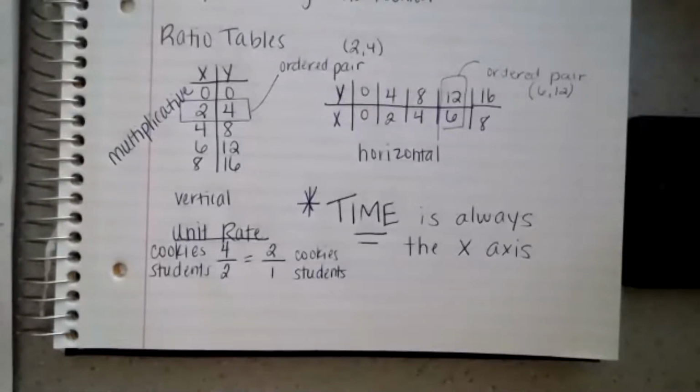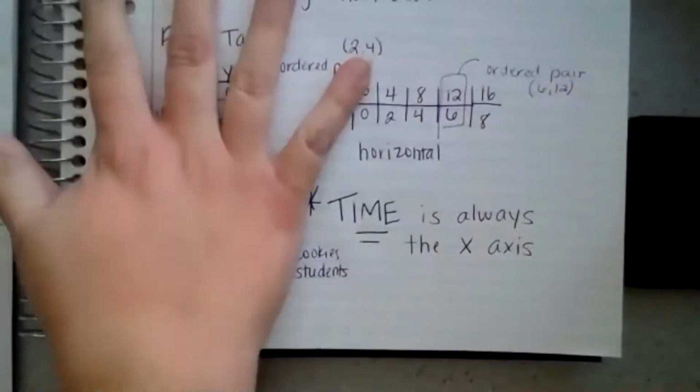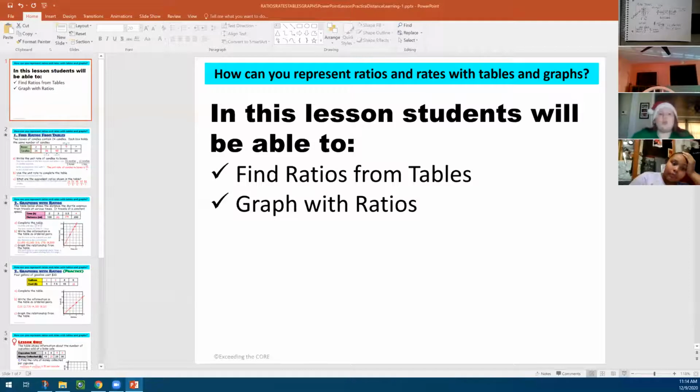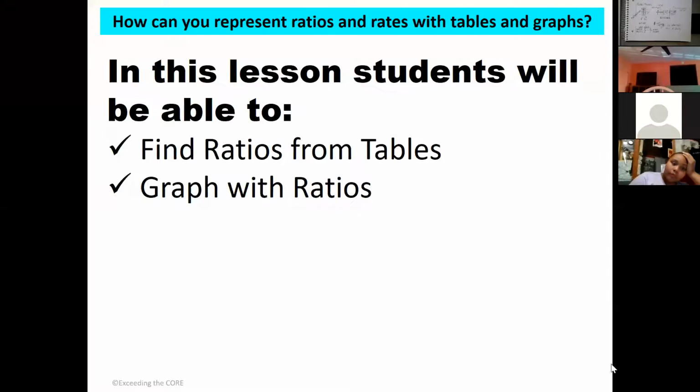Okay. So I'm going to stop sharing my notes and I'm going to start sharing a screen so we can look at some examples of these, okay? And we can kind of walk through them. Okay, so in today's lesson, we are going to be working on finding ratios from tables and graphing those ratios.